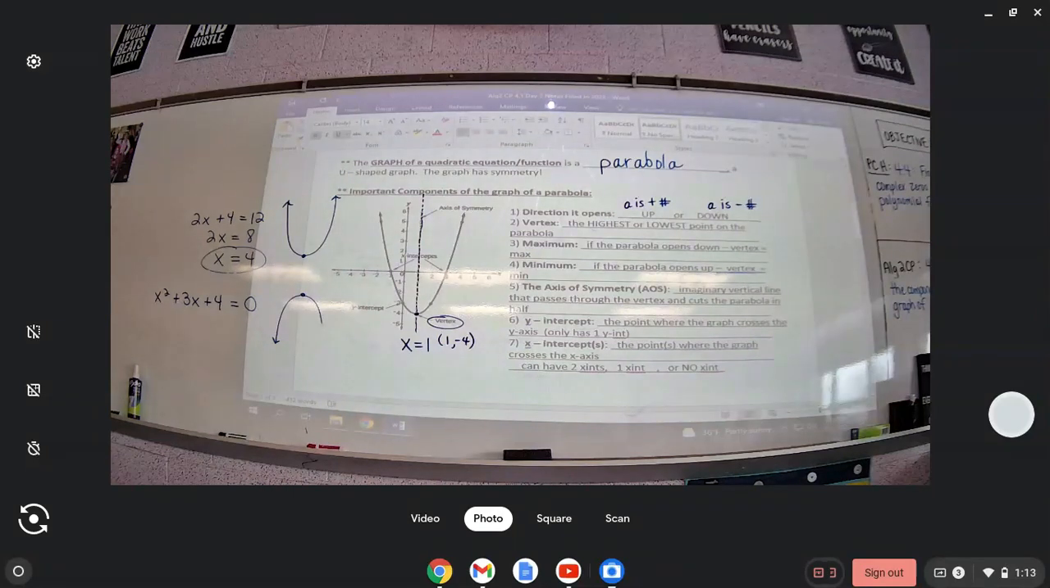It should be the same coordinate as the vertex, the x coordinate of your vertex. It's passing through the vertex, so that should be the x coordinate that never changes. So they should match. Now the biggest thing with the AOS is, the AOS is not a number. It is the equation of a vertical line. It can't be a number. It is x equals 1. It is the equation of a vertical line.